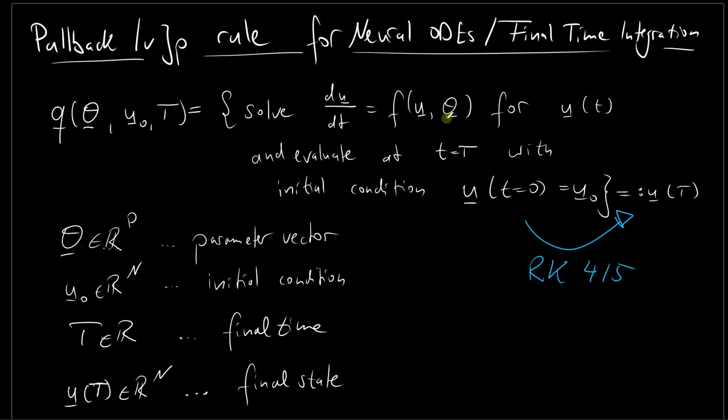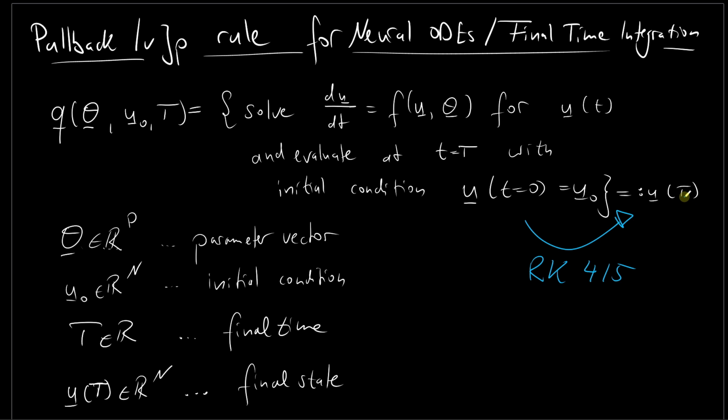We will employ an ordinary differential equation solver. This could be an explicit time stepper, also with an adaptive time stepping scheme like a Runge-Kutta 4-5 scheme, for instance with the values of Tsitouras or Dormand and Prince. This time stepper is then employed to start at the initial condition u0 and step all the way to capital T. The result evaluated at capital T is the output of that function.